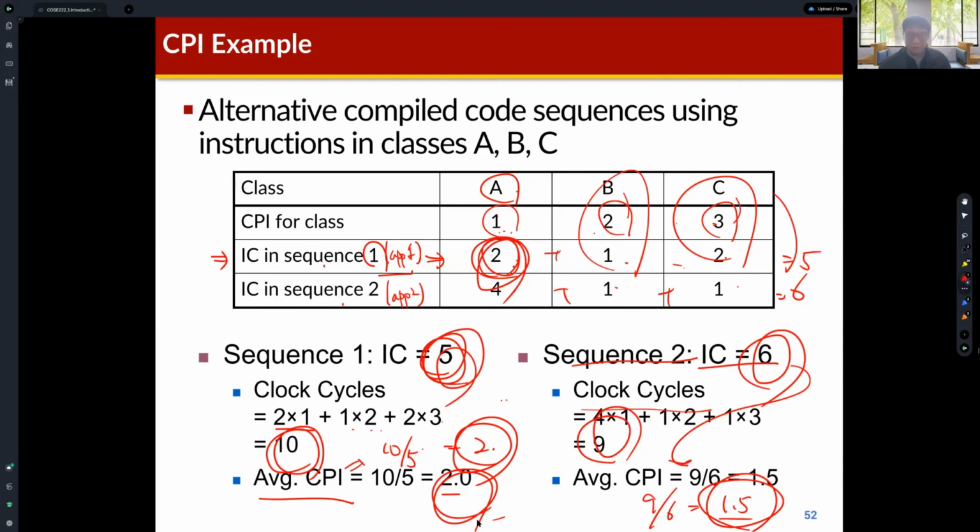If you remember the definition of CPI, then based on this provided information, you can easily calculate the CPI. But, you know, if the application is different, then the ratios, like the frequencies of different instruction classes, can also be different. Then the CPI can also be different. Okay.